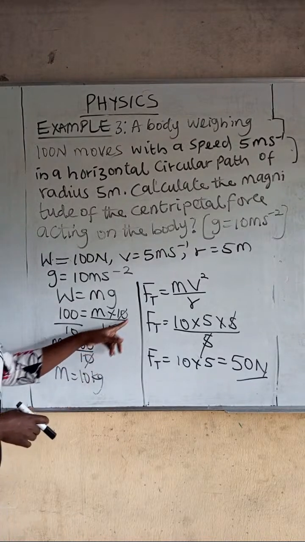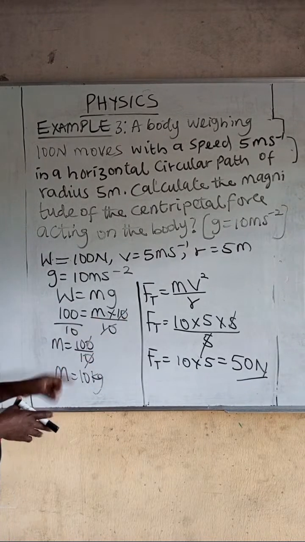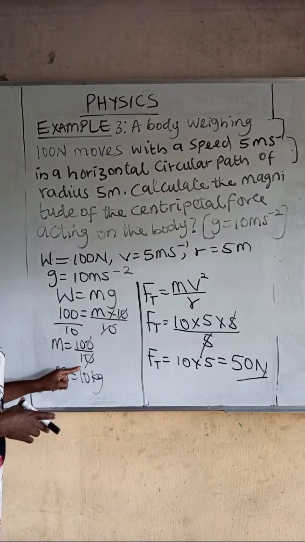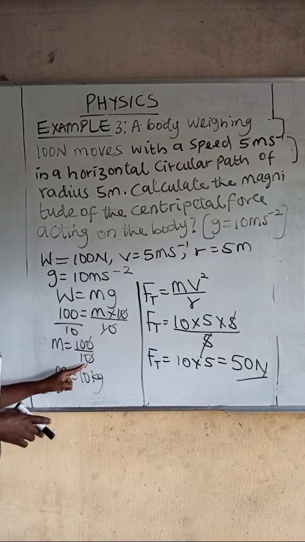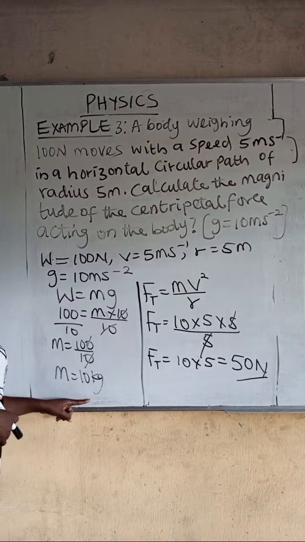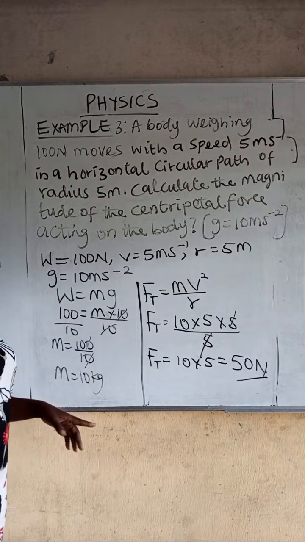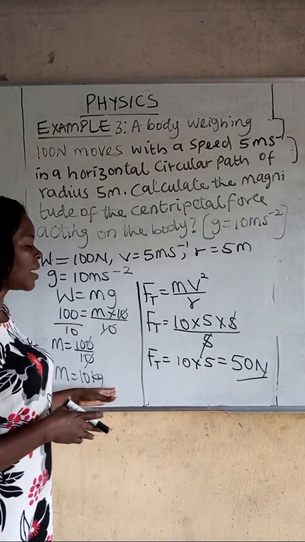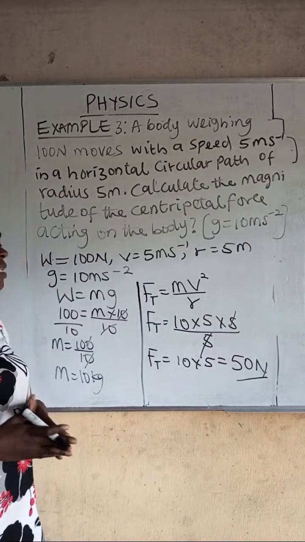Okay, so 10 cancels itself. I'm left with m. Now this is equal to 100 over 10. By the time 0 cancels 0, my mass is equal to 10 kilograms. Now, with that being said, I've gotten my mass. I will now proceed to solve for centripetal force.